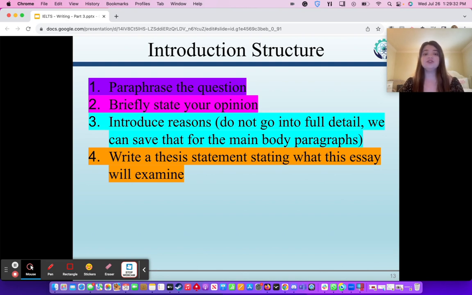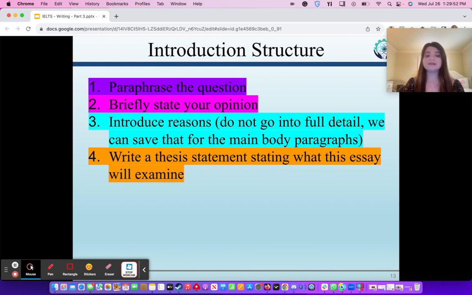Number 3 is to introduce reasons briefly, right? So again, we don't need to go into full detail. We can save that for the main body paragraphs, but we do want to briefly introduce the reasons we're going to argue for why that's our opinion. And then last but not least, we need to write a thesis statement stating what this essay will examine.